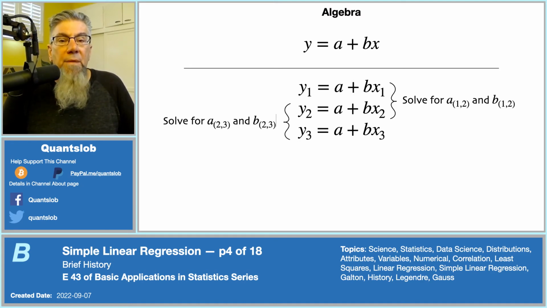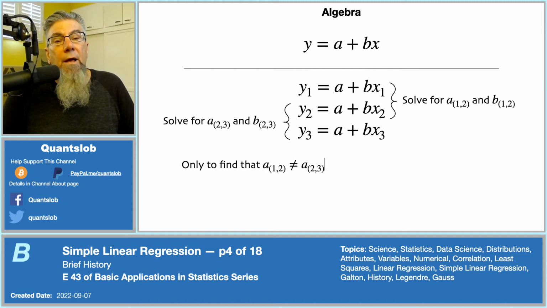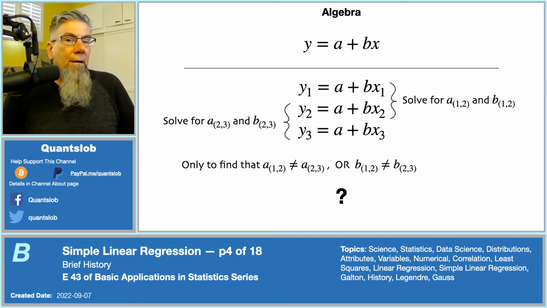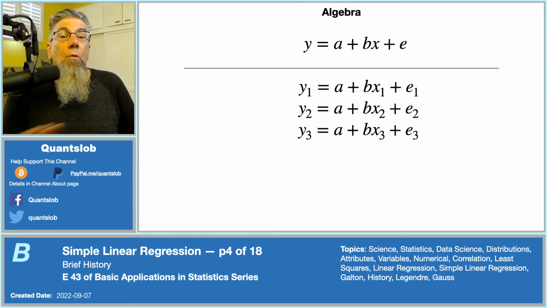However, suppose we have a third xy pair, and to our chagrin, we find that if we solve a and b using the first 2 equations, we get a different result than solving a and b using, say, the second and third equations. The notation here is very loose, by the way. Okay, there's no problem. We can simply add a unique residual or error term to each equation.